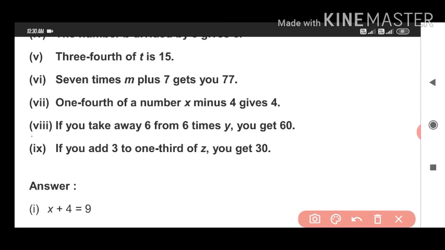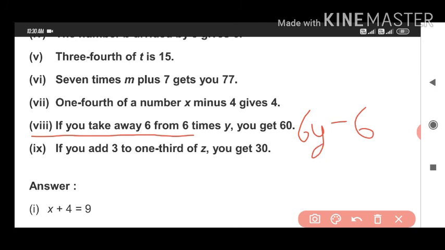If you take away 6 from 6 times y. Take away means what? Minus. Suppose you have 10 marbles and 6 marbles are taken away. That means from 10 you are subtracting 6. Here, if you take away 6, you will do minus 6. From whom? From 6 times y. 6 times y means 6y.